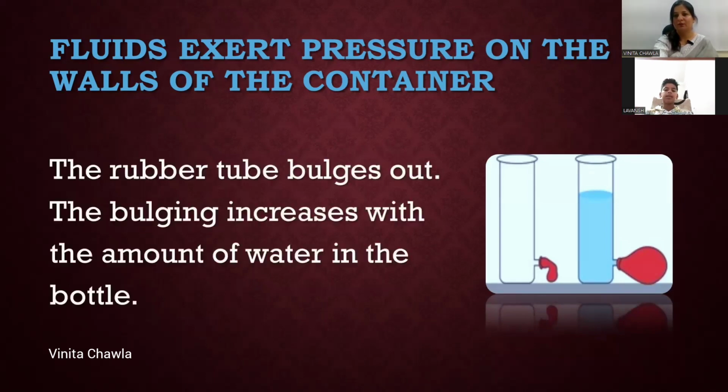In the second picture, we have the container tube filled with water, and the balloon is bulging. It means that the water present in this container is exerting pressure on the balloon and therefore it bulges out. So fluids always exert pressure on the walls of the container in which they are placed.